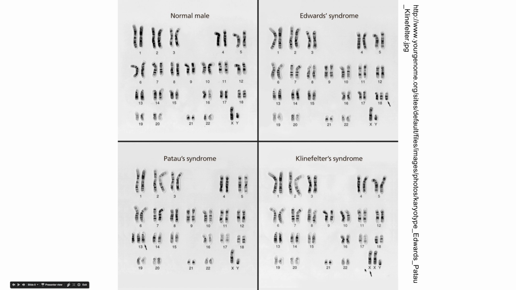Klinefelter's is actually you have an extra X chromosome. That one you can actually compensate for. There's a few things that go wrong with you, but you can live a normal life for the most part. If you have this one, you're sterile, but you can live a normal life. There's actually another famous one called Down syndrome, and that's when chromosome 21 turns out to be triploid. There are 3 chromosome 21s and everything else happens to be in pairs.